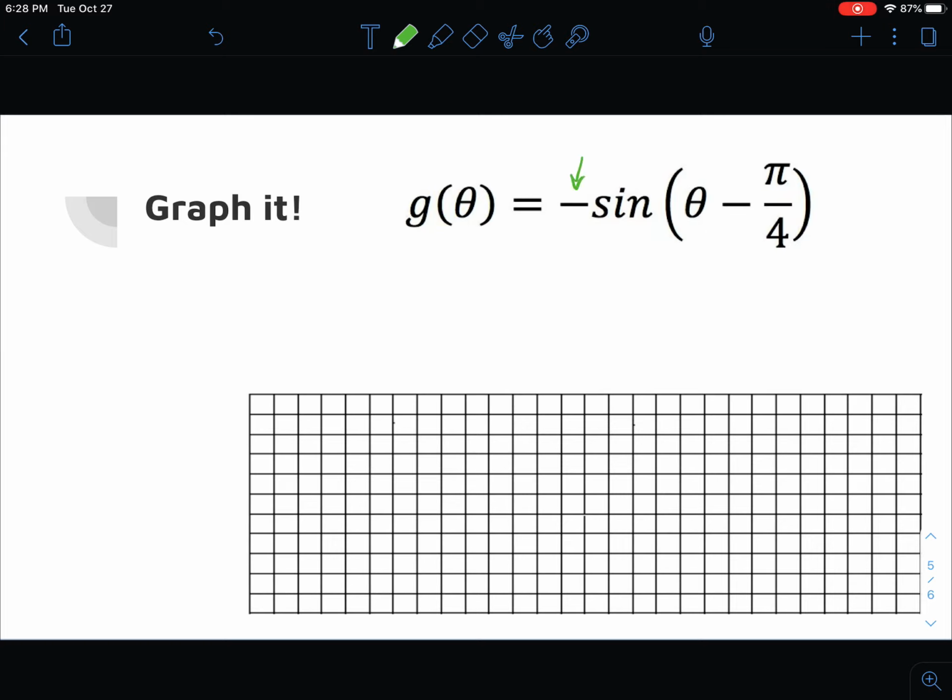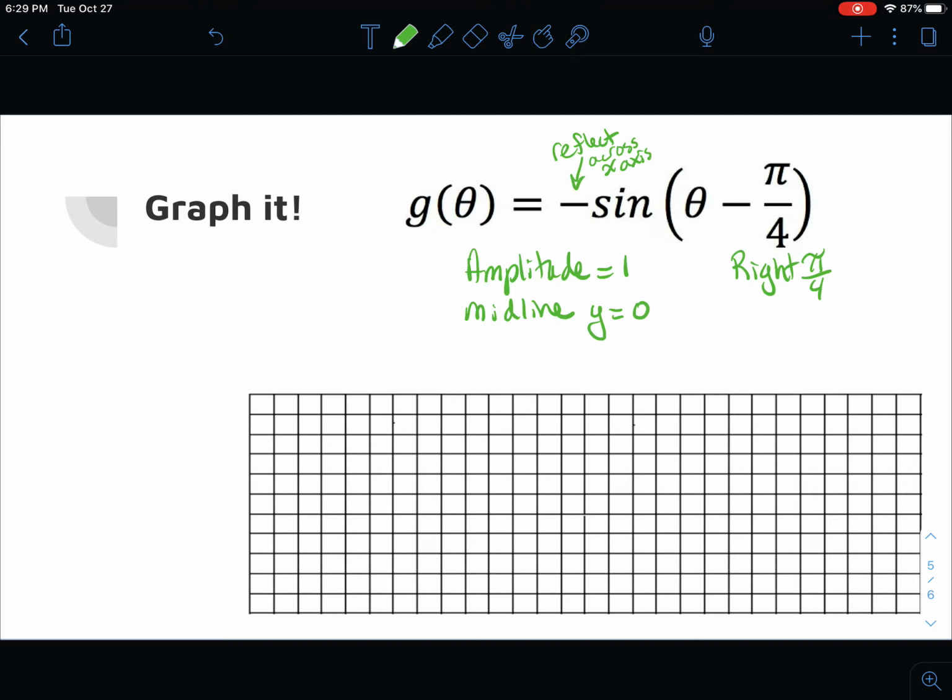So for this one, I see that we are going to reflect across the x-axis. Okay, so I need to think of that. We're going to go to the right pi over 4. Okay, so we have a horizontal shift. The amplitude is just 1. Okay, so that negative in front, it's a -1, so we are still going to go above and below 1. The midline, there is no vertical shift, so the midline again is just y equals 0, or that x-axis.